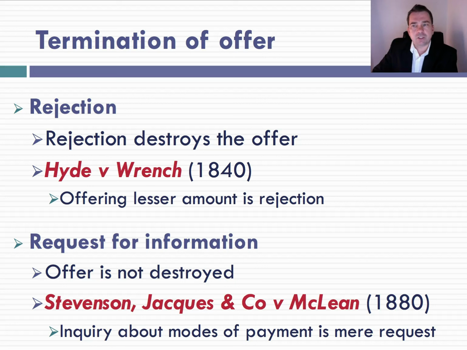In Hyde and Wrench, Wrench offered to sell his farm to Hyde. I think the first amount that Wrench wanted to sell it for was £1,200. And then there was another offer made by Wrench. So Wrench offered to sell Hyde his farm for £1,000. At that point, Hyde rejected the offer by making a counter offer, which was for $950.